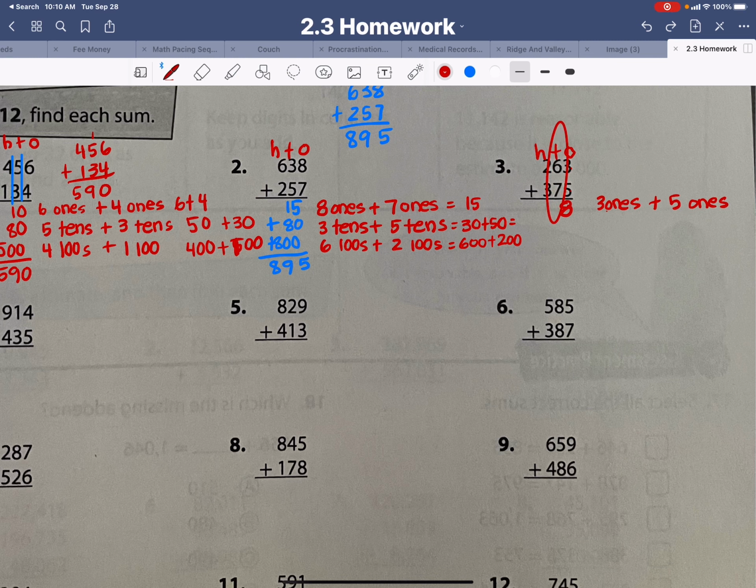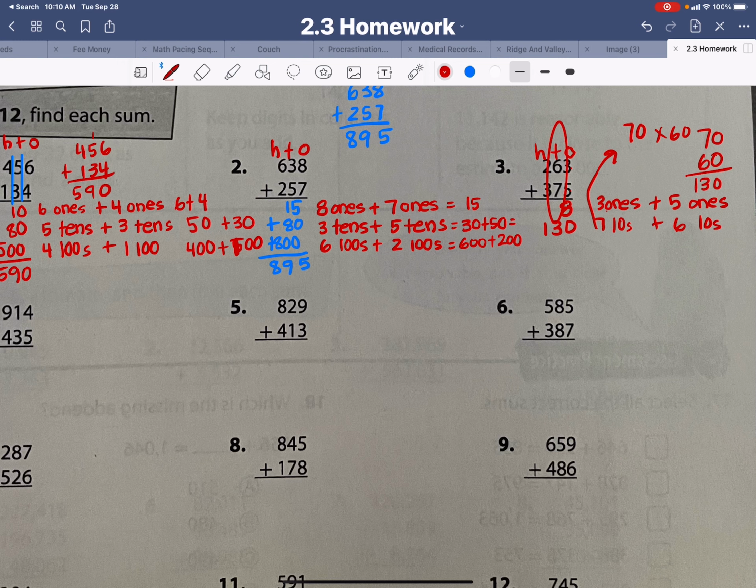tens place. Okay, so 7 tens plus 6 tens. All right, so 7 times 10 is 70. And then, oh, I'm going to have to write that up here. I'm running out of room. So 70, and then 6 tens is 6 times 10 is 60. So 70 plus 60 is 130. So I'm going to write 130 here.